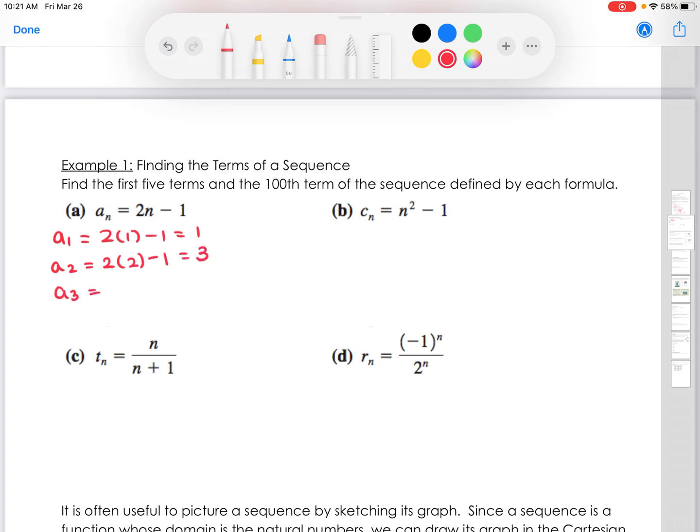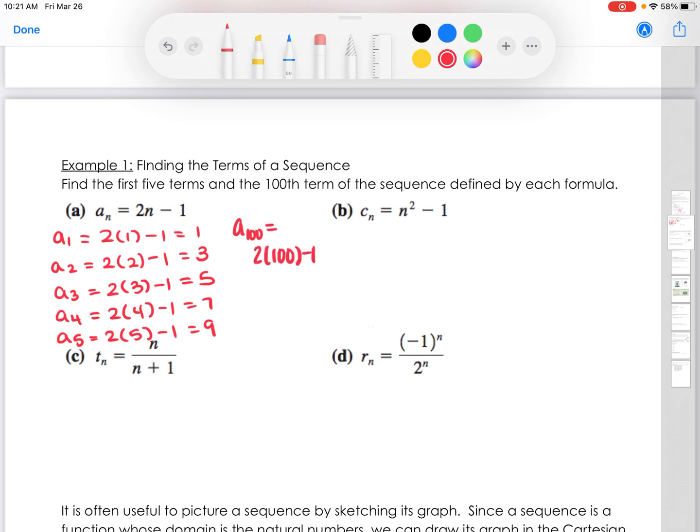A sub 3, 2 times 3 minus 1, so 6 minus 1 is 5. A sub 4, 2 times 4 minus 1, 8 minus 1 is 7, and a sub 5, 2 times 5 minus 1, 10 minus 1 is 9. All right, and the last thing that we want to do is find the 100th term, so that's a sub 100, we're going to do 2 times 100 minus 1, so 200 minus 1 is going to give us 199. Okay, we could do the same for the rest of these.